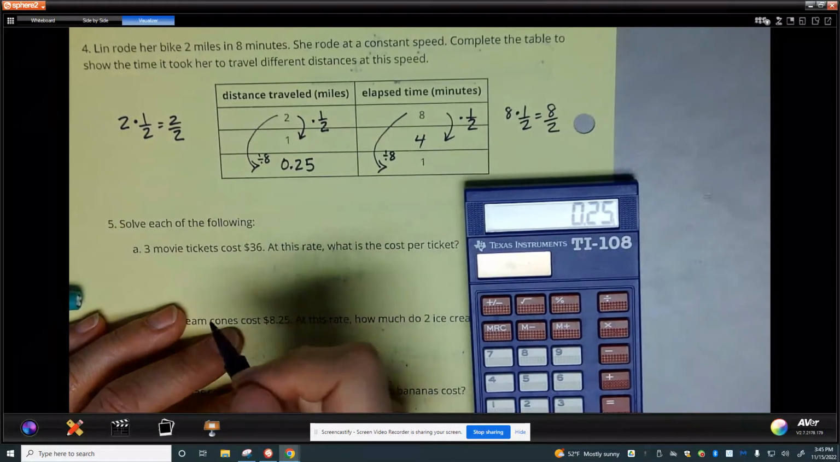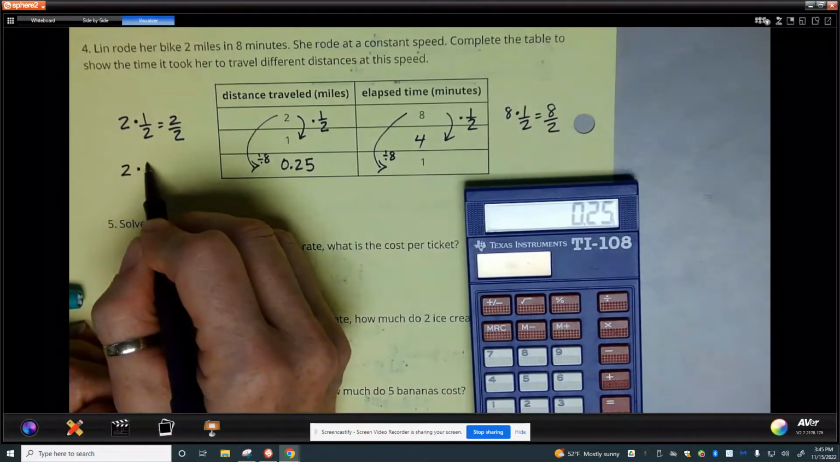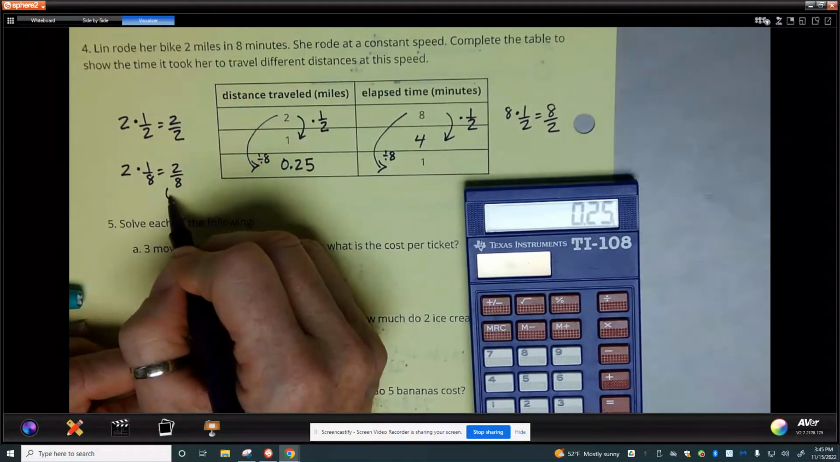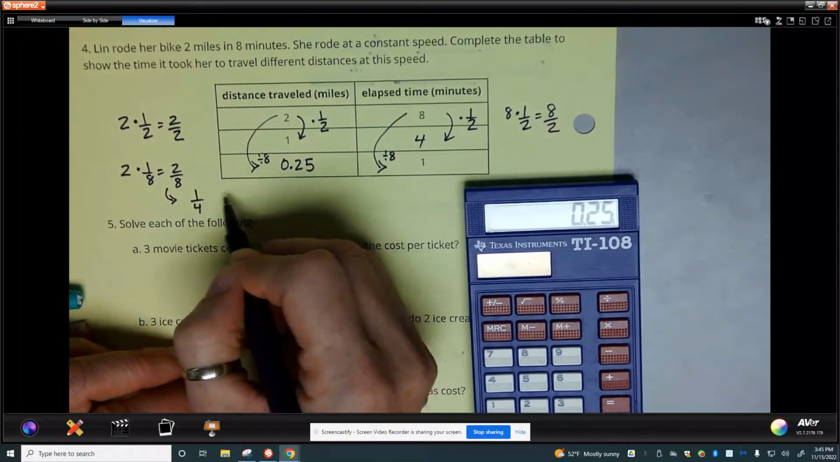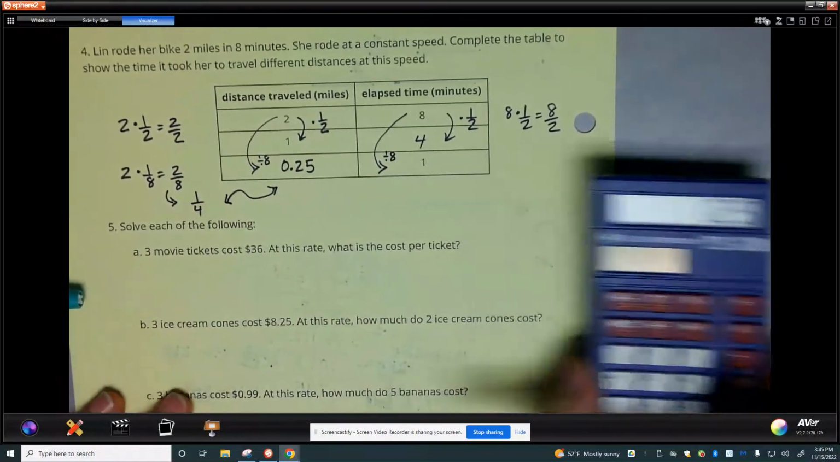Good. Or you could think of it as 1/4. If we did it as the fraction, 2 times 1/8, you end up with 2 over 8, and some people will simplify that to 1 out of 4, which we should recognize is equivalent to 0.25.